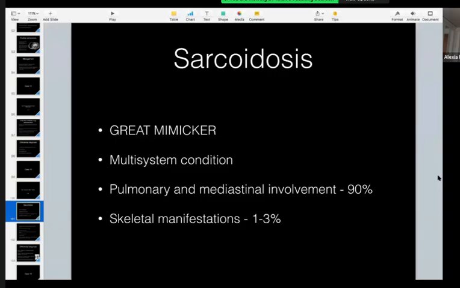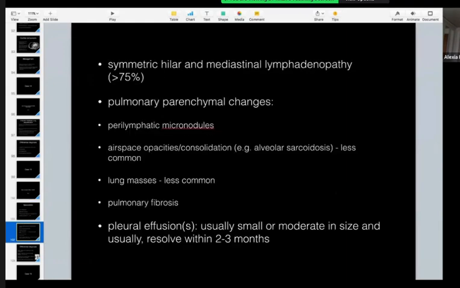Pulmonary and mediastinal involvement occurs in 90%, but this case was quite unusual because of the skeletal manifestations as well. The bony foci can be FDG avid on PET. Symmetric hilar and mediastinal lymphadenopathy is seen in more than 75% of patients.